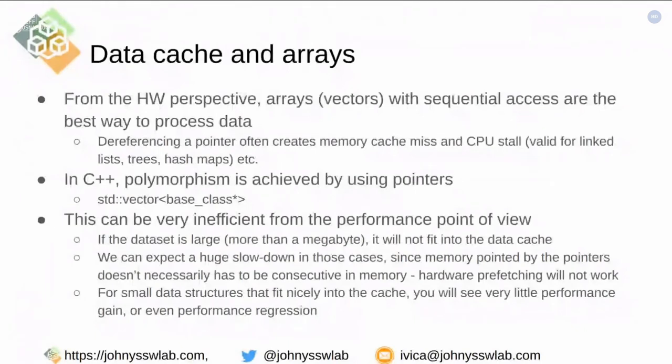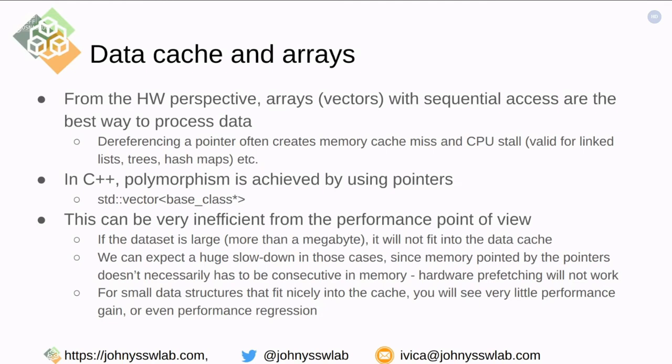So from the hardware perspective, arrays or vectors with sequential access are the best way to process data. If you're processing data, you want to do it on arrays or on vectors. If you're doing a lookup and you have an array which is 5 megabytes in size, normally you won't do it sequentially because it wastes time. The cache performance will be great, but the general performance will be low because you're doing a lot of unnecessary instructions.